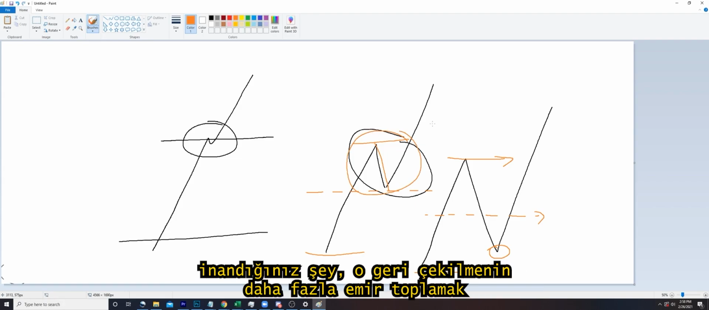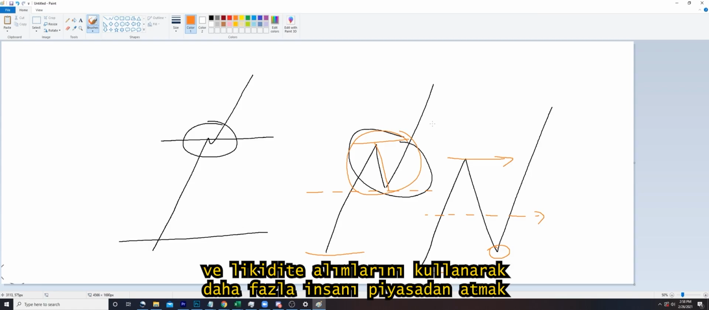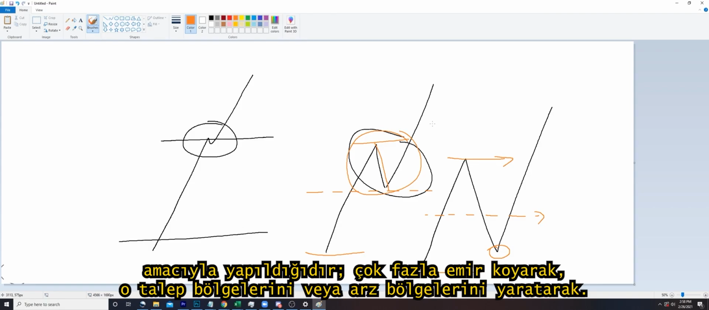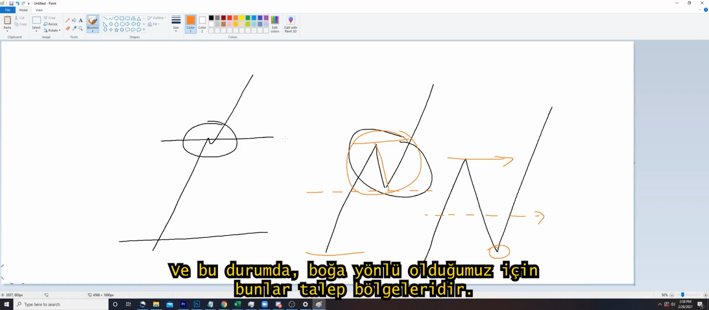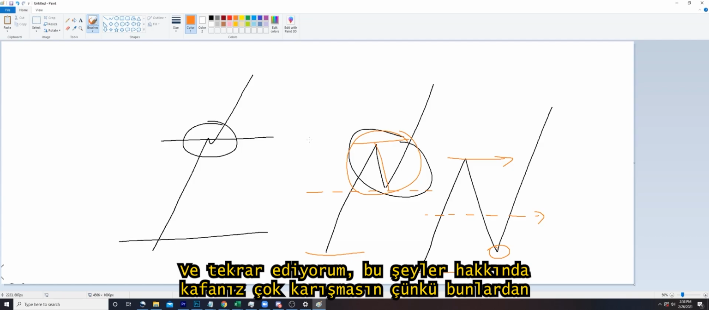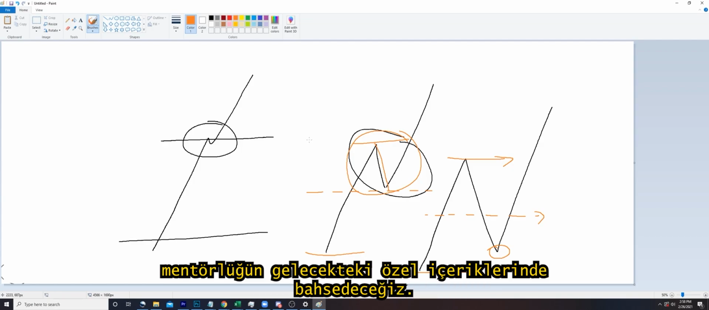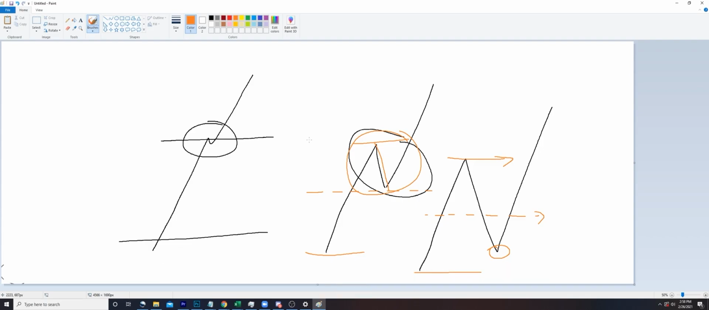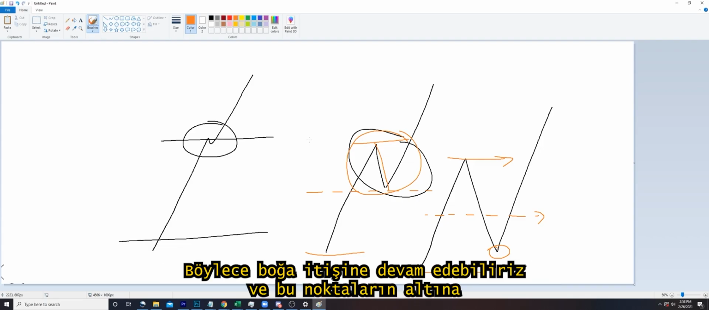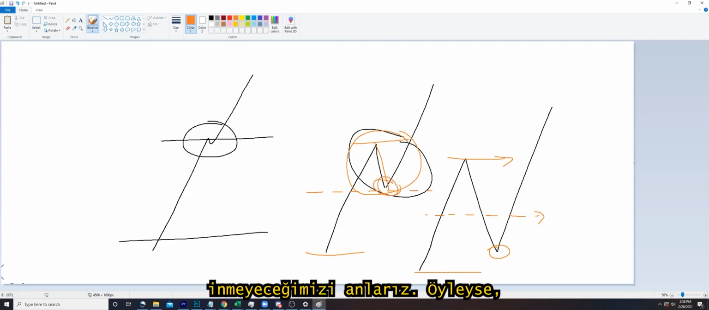purpose of gathering more orders and taking more people out of the market using the grabs of liquidity by putting in a lot of orders, creating those demand zones or supply zones. And in this case, since we're bullish, it's demand zones. And again, do not be too confused about these things because we will talk about them in the future of the other mentorship private content. So then we can resume the bullish push, and we understand that we also won't be getting below these points here.